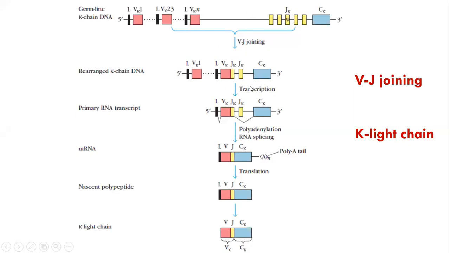Then transcription starts later. After rearrangement or recombination, transcription starts. Introns are removed. Then the primary mRNA, nascent, and the K chain will come. So based on this germline, based on the rearrangement, you get a specific combination of VJC that will give rise to a specific variable region here, a specific K light chain of the antibody.